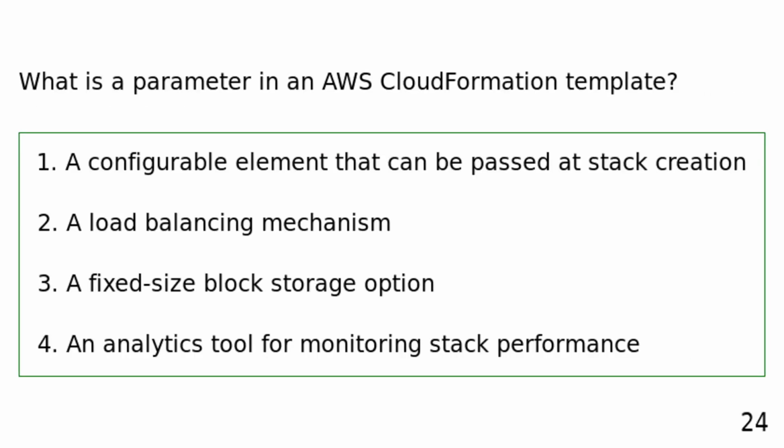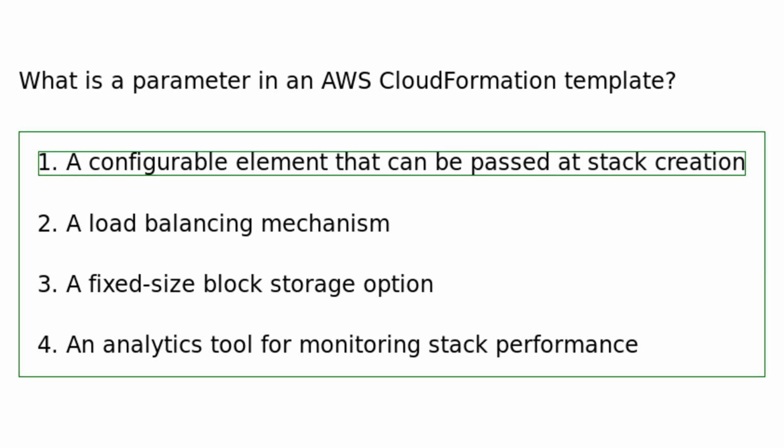What is a parameter in an AWS CloudFormation template? A configurable element that can be passed at stack creation. A load balancing mechanism. A fixed-size block storage option. An analytics tool for monitoring stack performance. Parameters in an AWS CloudFormation template allow users to input customizable values when creating or updating a stack, making the template more versatile and reusable.